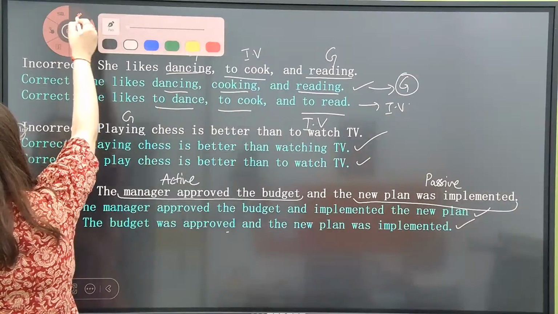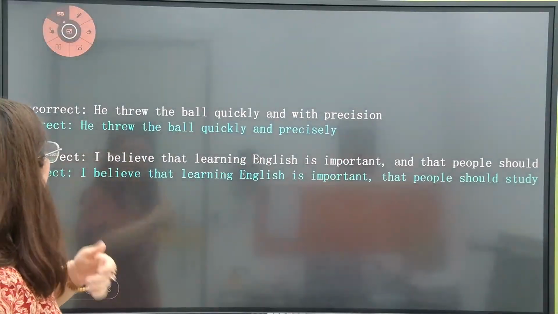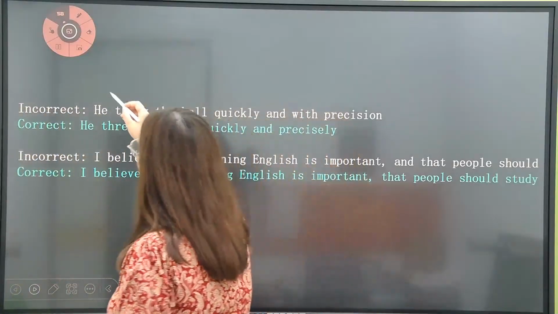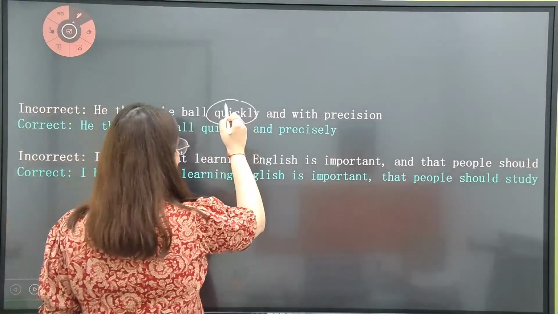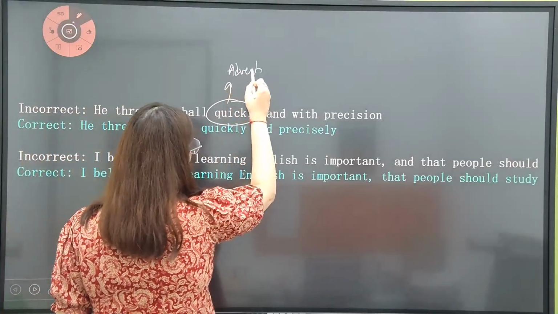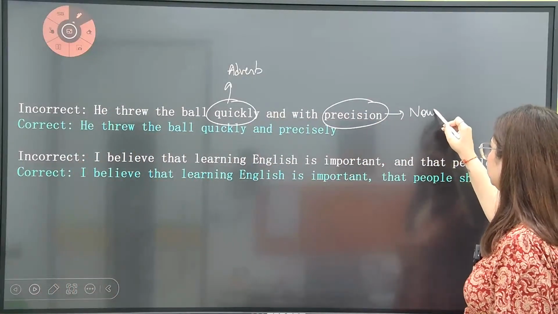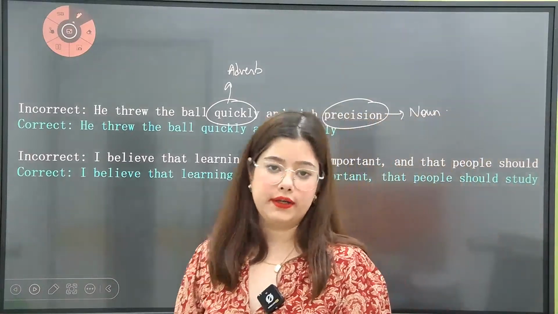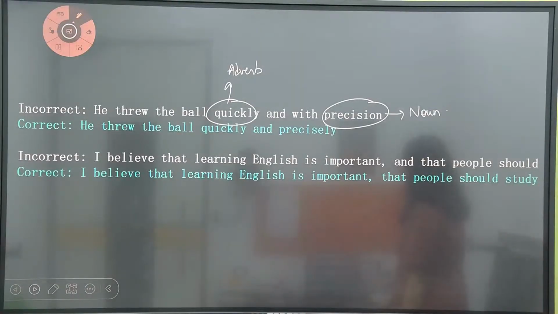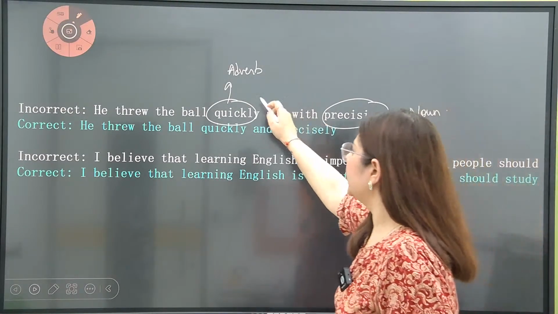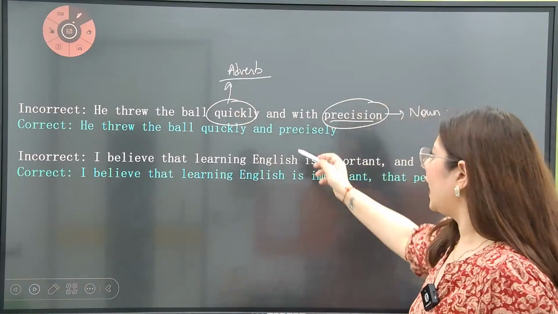Next, he threw the ball quickly and with precision. He threw the ball quickly is an adverb, and with precision, the quality of being precise. The quality of being precise is precision. So quickly is an adverb, precision is a noun. Again, adverb.